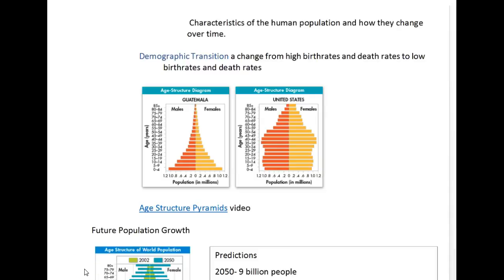Hello, General Biology, and welcome to the fourth in our screencast series for Chapter 5 in Populations. And as promised, we're going to start off with a video on age structure pyramids.